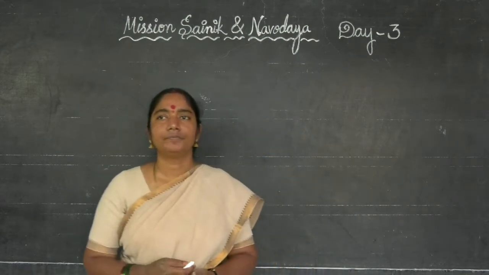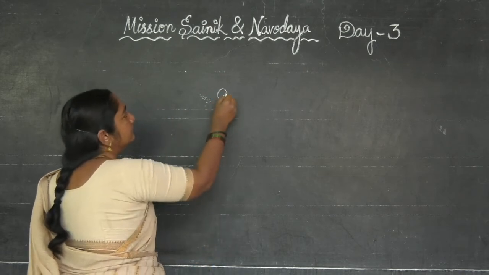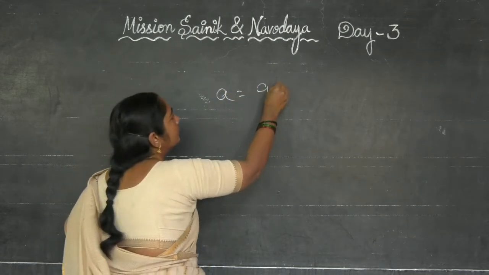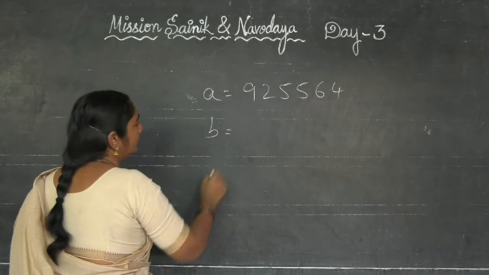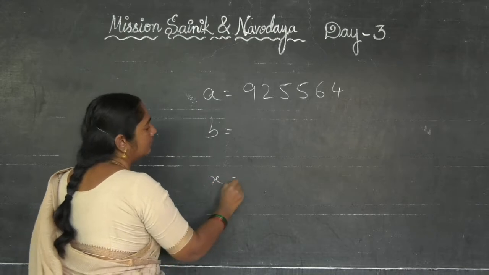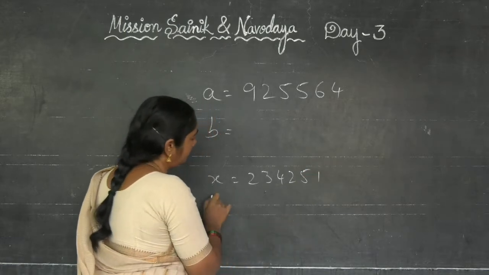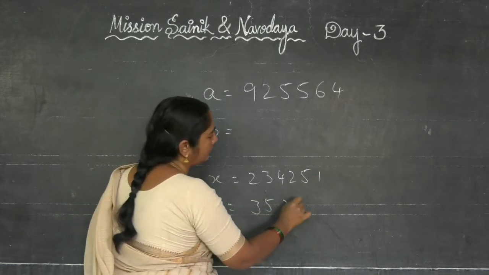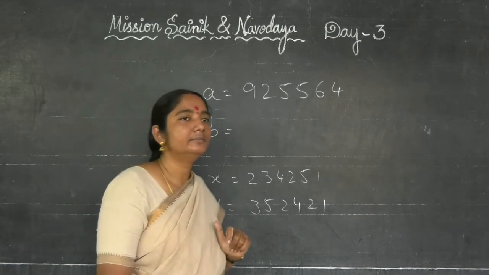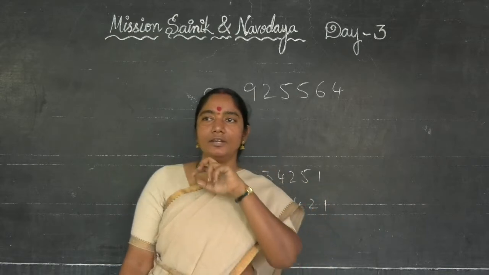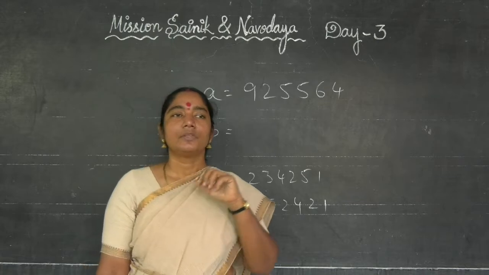Madam, next. A number that must be subtracted from 9,25,564 to make it equal to the sum of 23421 and 352421 will be. Okay. Here the statement is given in such a way. Try. Here language is also a bit important.